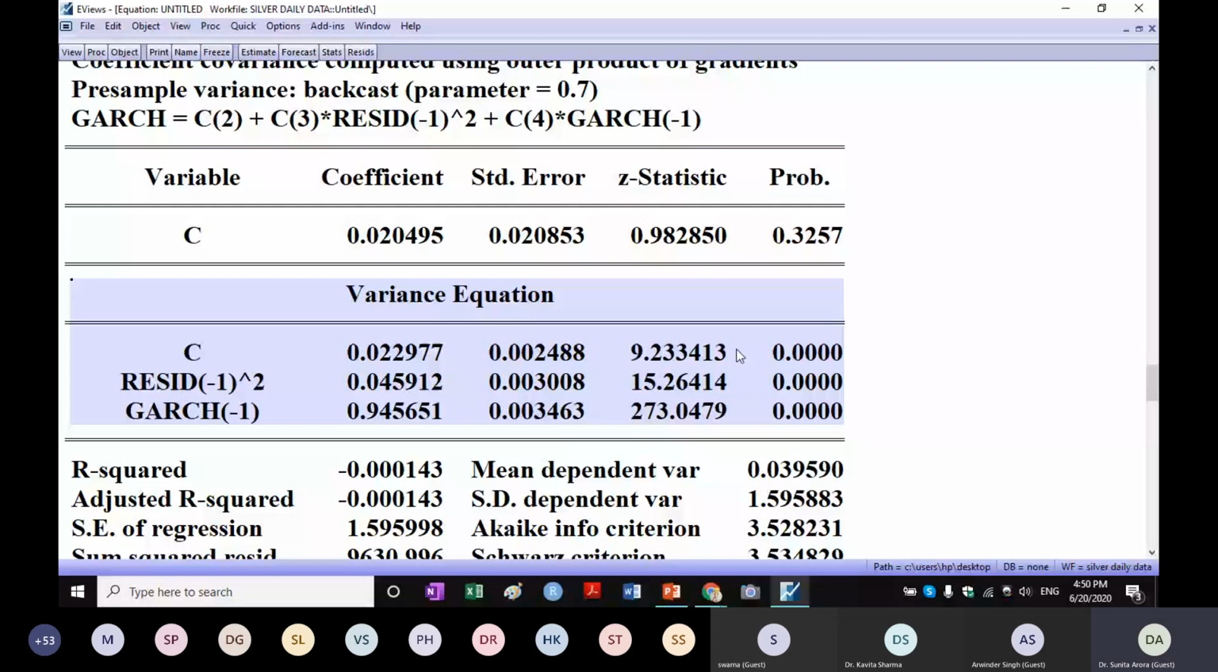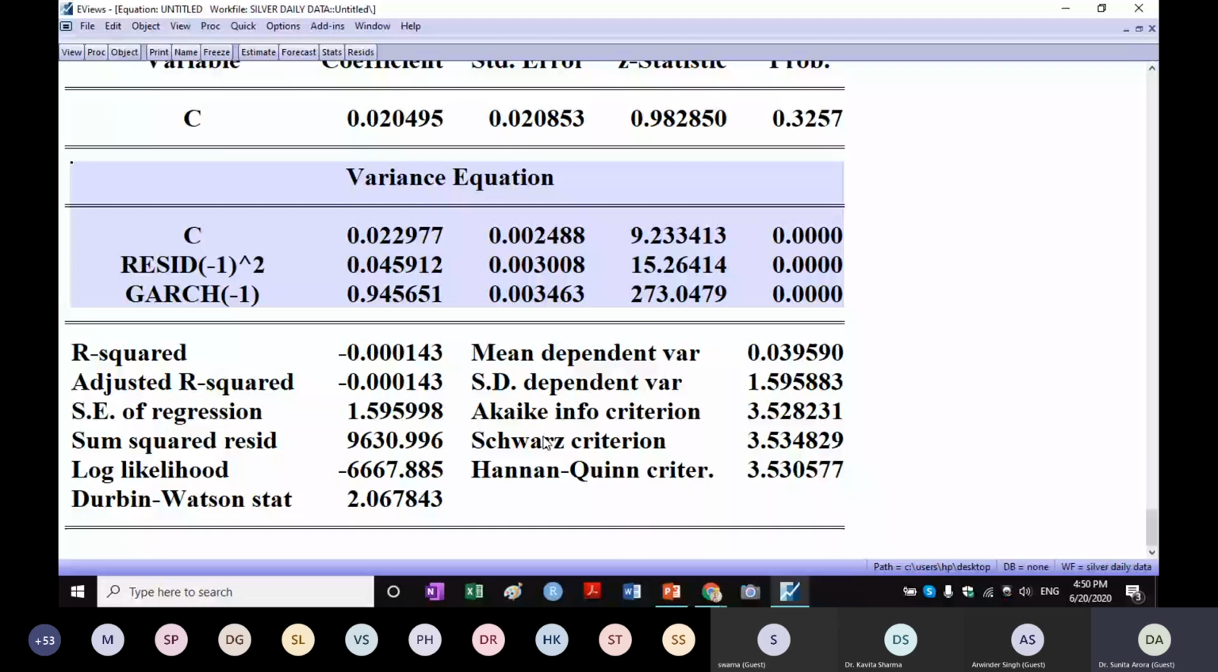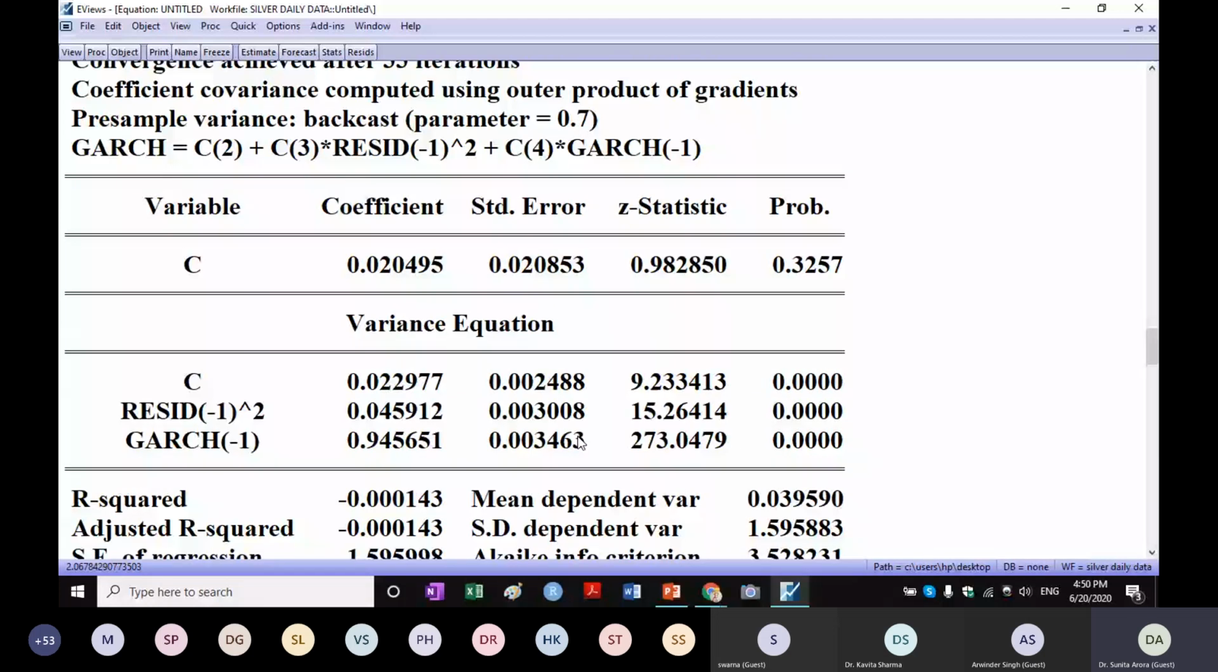R-squared and adjusted R-squared are negative, in the bottom. It doesn't matter whether R-squared or adjusted R-squared. Read the book by Brooks. It says these are sometimes negative. In time series data, these are highly expected, but only in the main series.